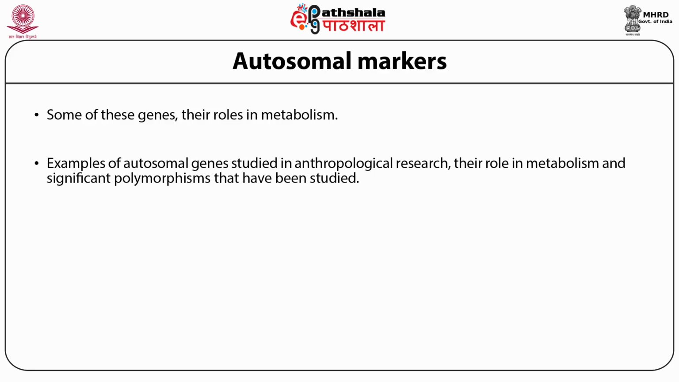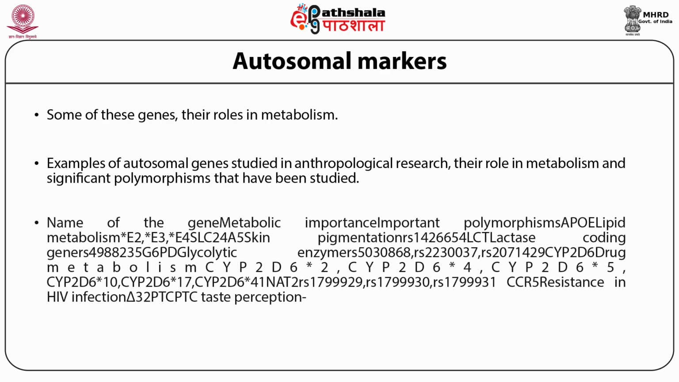When we look at this diagram, we see the name of the gene, for example, the first one, APOE. The metabolic importance is lipid metabolism, and the important polymorphisms are E2, E3, and E4. Then we take G6PD, a glycolytic enzyme, with the polymorphism RS50308668. All this is written there. Then we have PTC, which relates to taste perception.